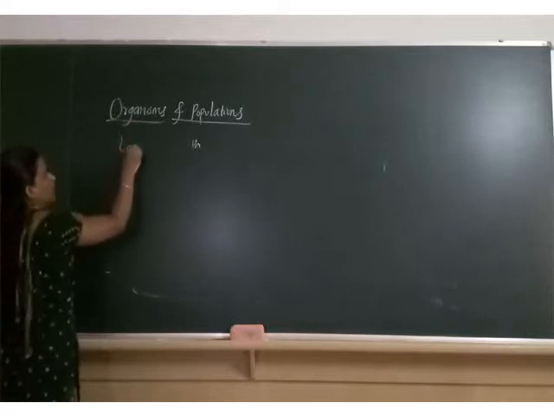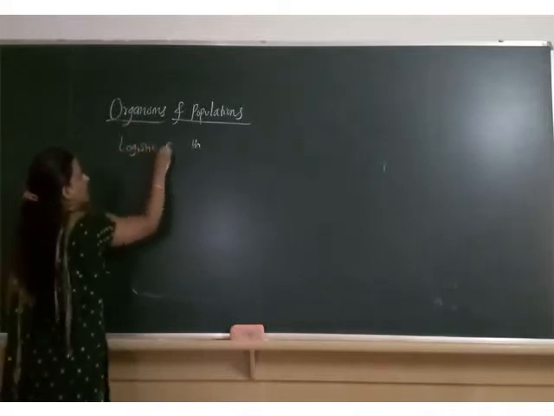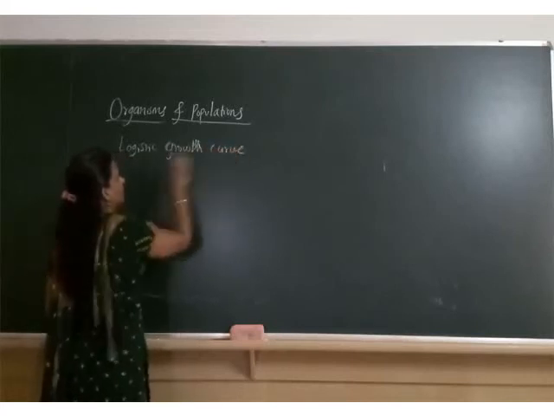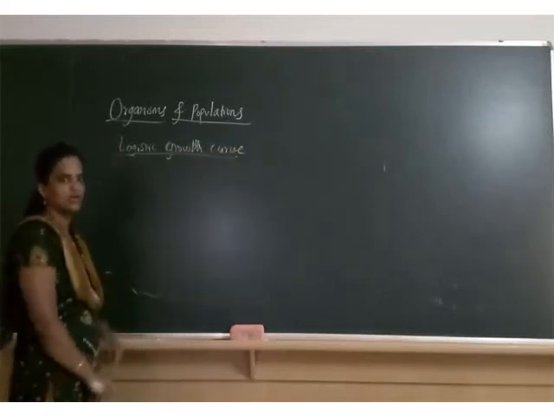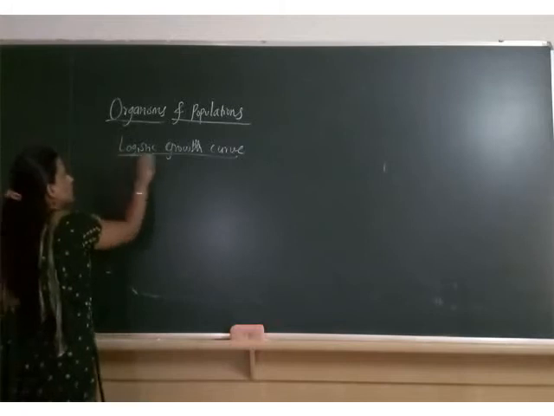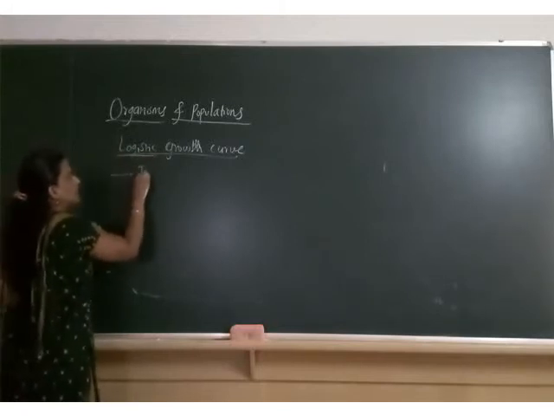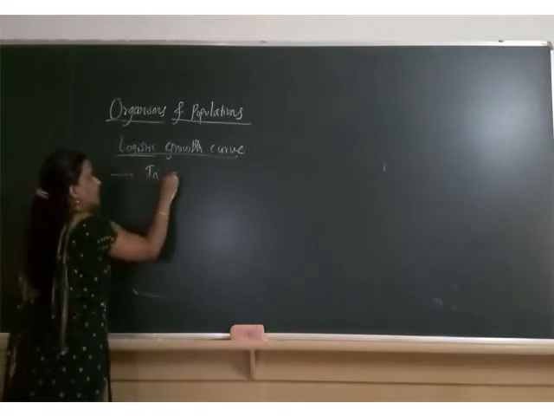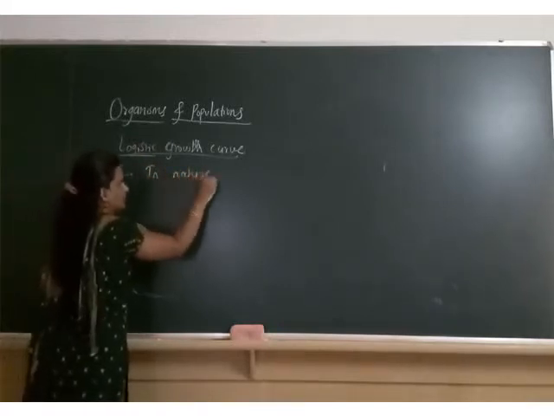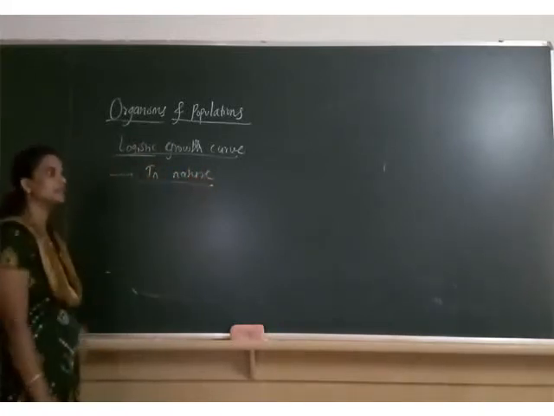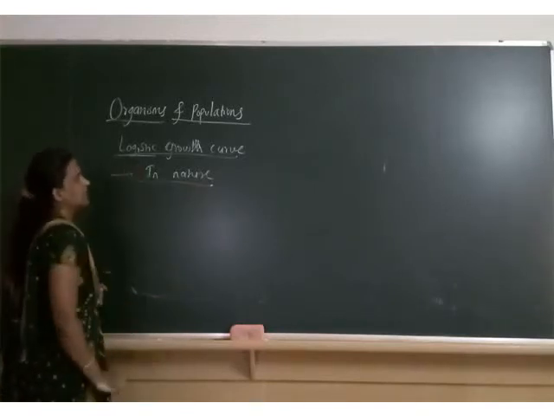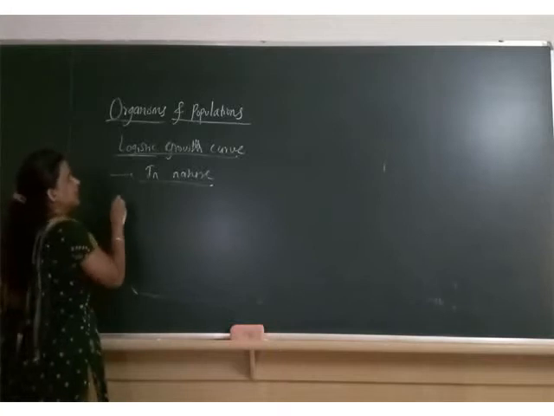Second one, logistic growth curve. Logistic growth curve takes place in nature. Exponential takes place in the laboratory, and logistic takes place in nature.